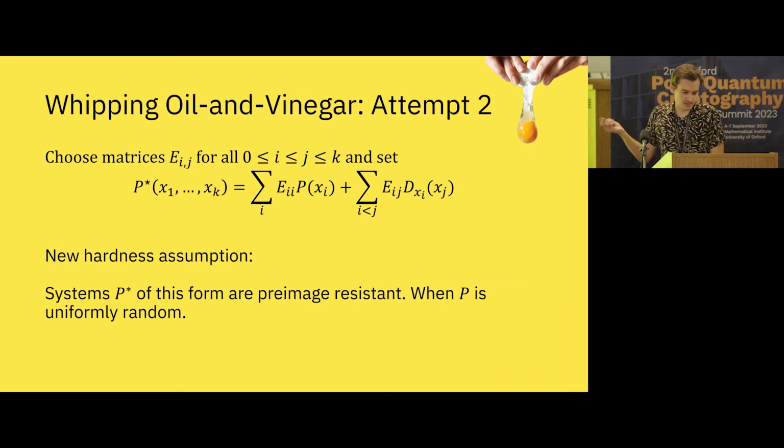So this is the new P star that we will use, and you can check that it vanishes on the same O to the k oil space, which is now a factor of k bigger. And the assumption is that this map is still preimage resistant. This is a new assumption, but it seems to hold for all we know.